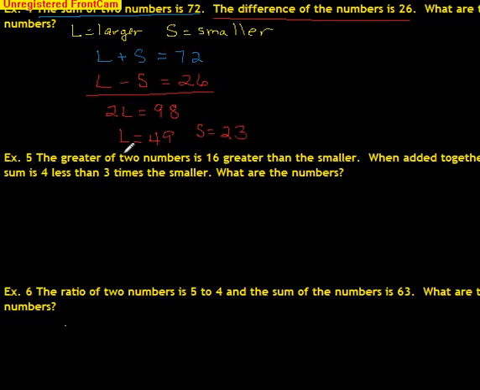Two more. The greater of two numbers is 16 greater than the smaller. When added together, their sum is 4 less than 3 times the smaller. So here we go. I'm going to use the variable g for greater. This is our greater number. And we're going to use s for smaller.